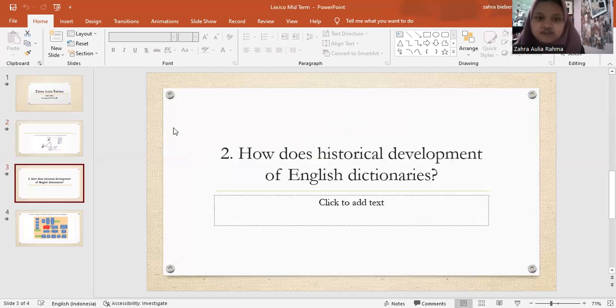Number 2 is, how does the historical development of English dictionaries work? The first purely English dictionary was Robert Cawdrey's A Table Alphabeticall in 1604, treating some 300 words. In 1746 until 47, Samuel Johnson undertook the most ambitious English dictionary to that time, a list of 40,000 words.